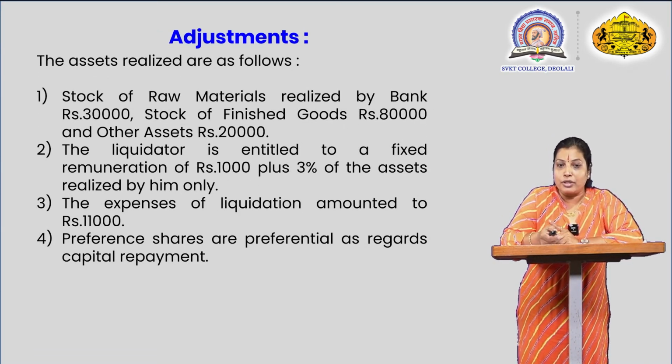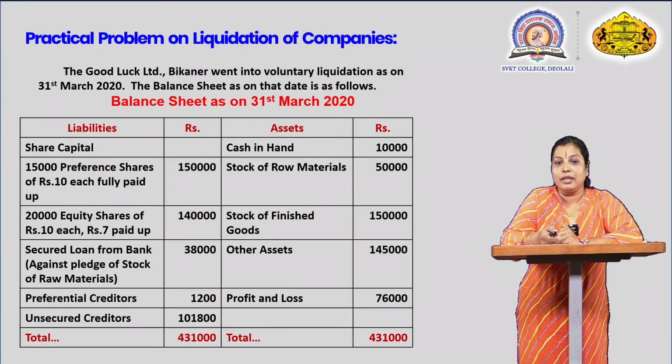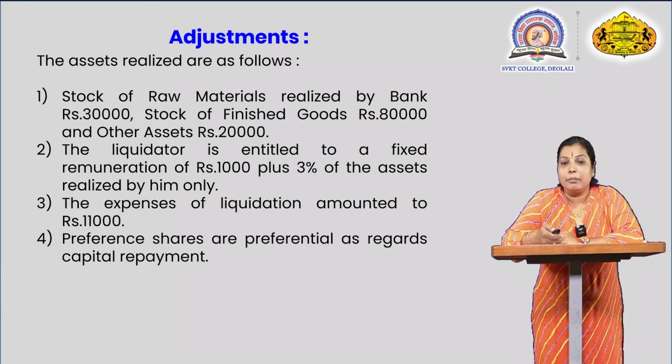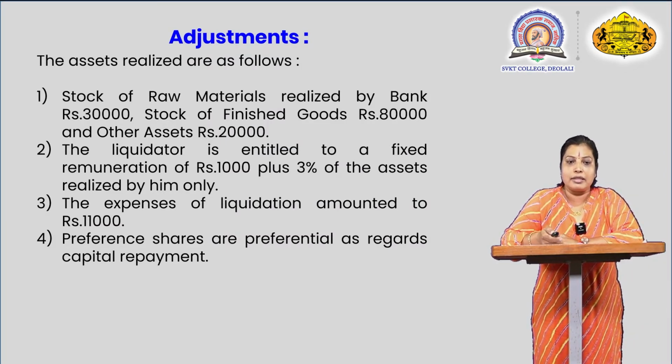Stock of finished goods is also in the balance sheet amount, meaning the estimated value of stock of finished goods, we can see here, is 1,50,000, but the amount realized by the liquidator of the company is 80,000. Same for other assets, rupees 20,000 realized.